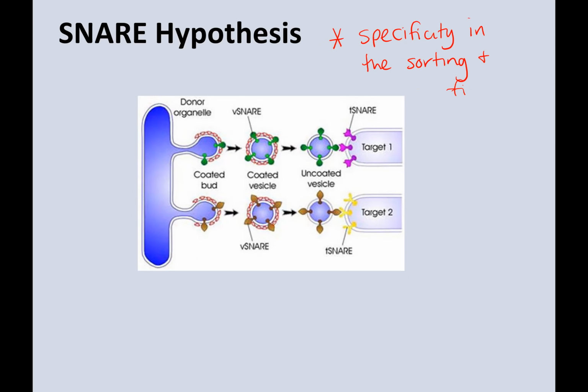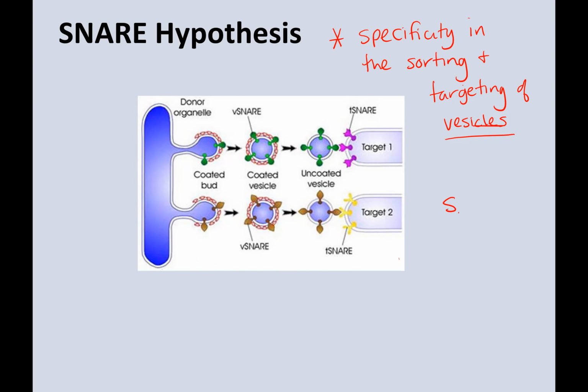Or I should say sorting and targeting, because they're going to traffic, they're going to move. Okay. And we're looking specifically at exocytosis right now, but you can see that this can happen between, again, the ER and the Golgi and other endosomes, lysosomes, things like that. So there are a couple important components that provide this specificity.